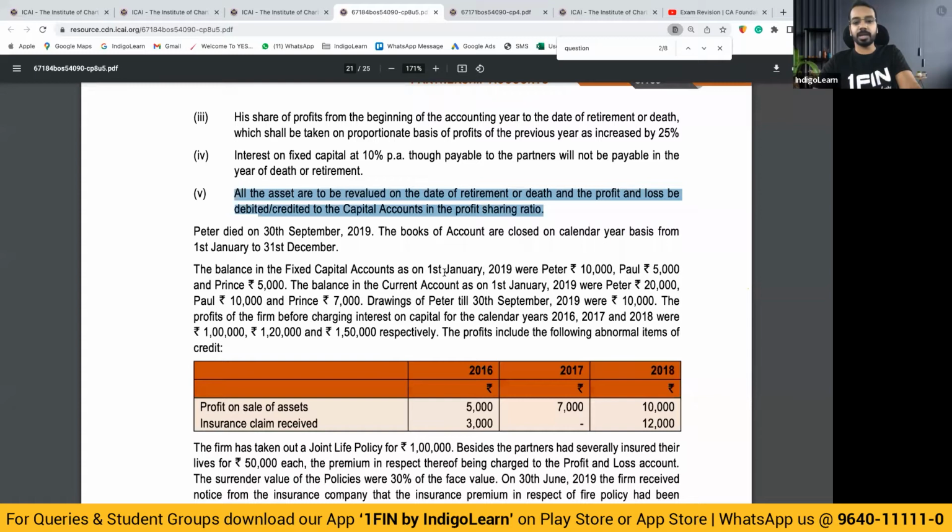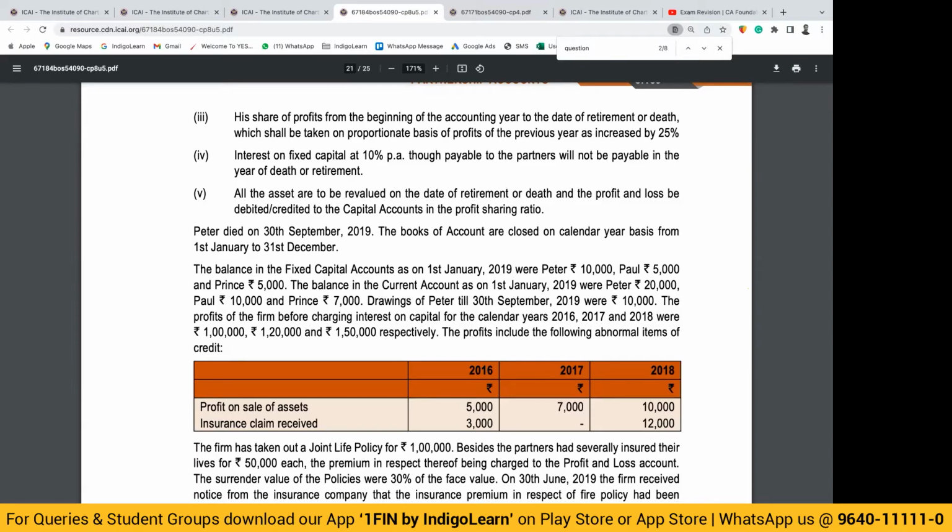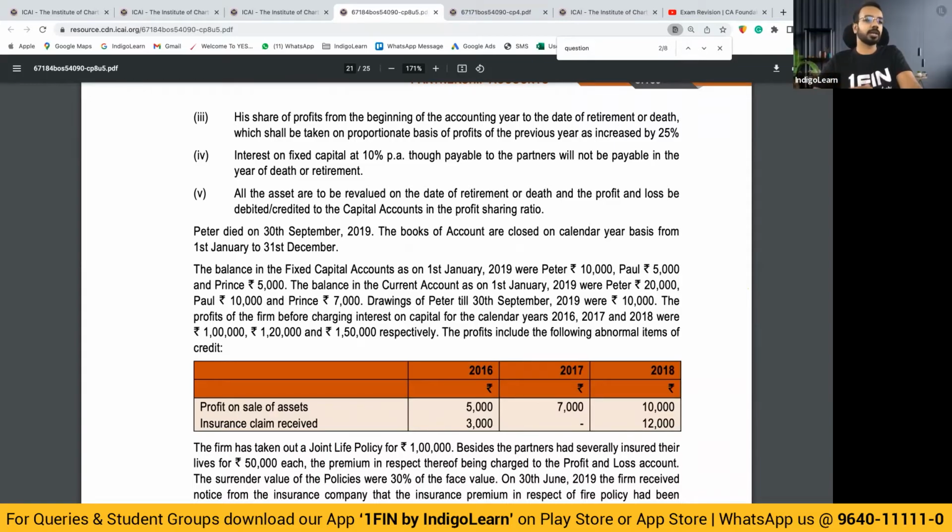Balance in the fixed capital accounts as on 1st January were Peter 10,000, Paul 5,000, and Prince 5,000. Okay, so these are the fixed capitals. Balance in current account 20,000, 10, and 7. What will we do with the current account? After adjustment, we transfer it to capital accounts. Yes, after adjustments, we'll transfer that to capital account.